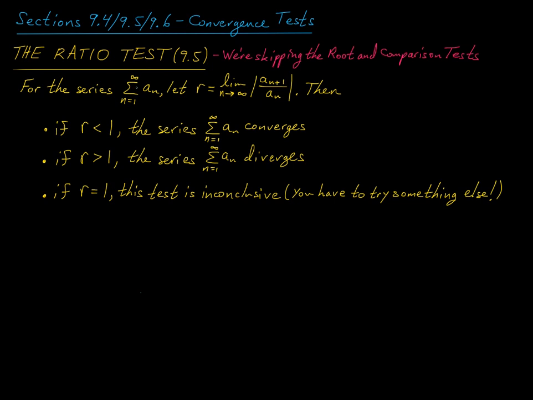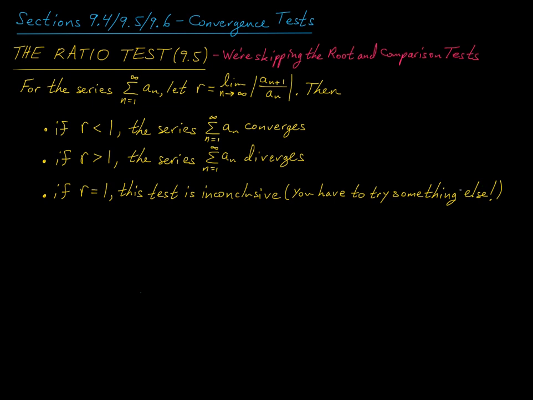And so what does the ratio test say? It says that for the series of a sub n, let r equal the limit as n approaches infinity of the absolute value of a sub n plus 1 divided by a sub n. Then if this number r is strictly less than 1, the series converges. If this number r is strictly greater than 1, the series diverges. And if r is equal to 1, this test is inconclusive.